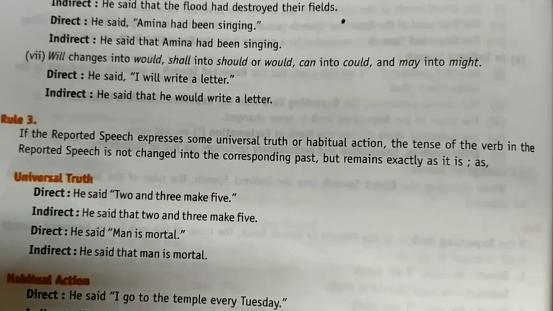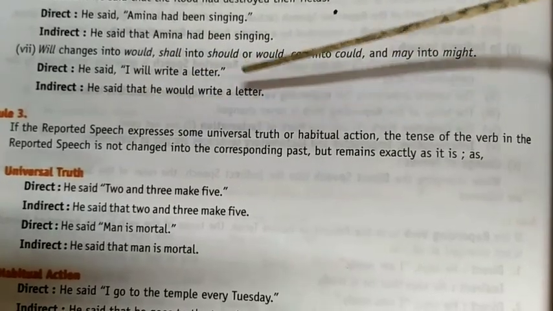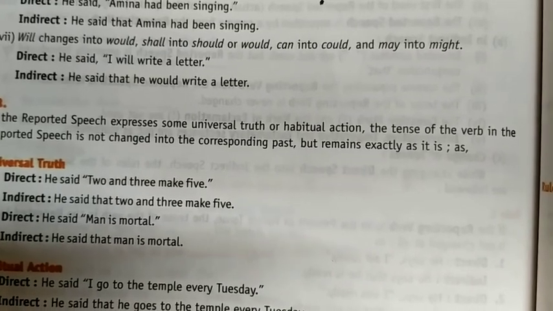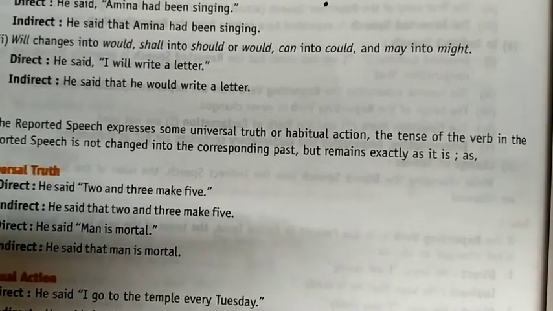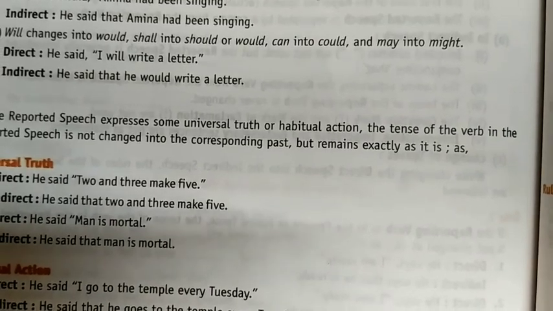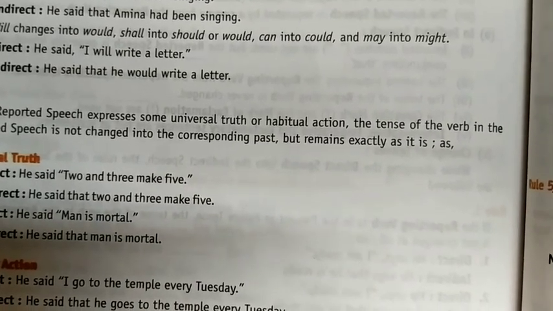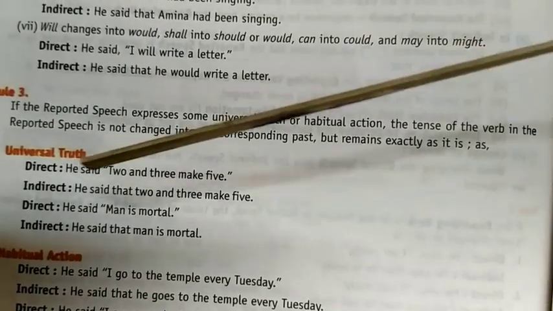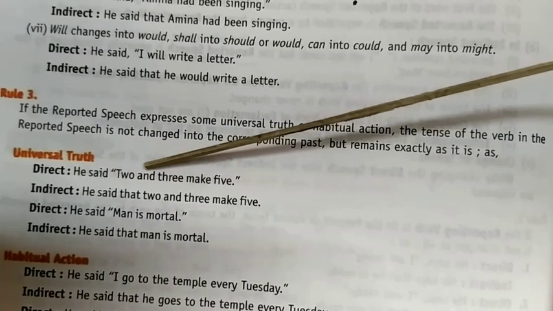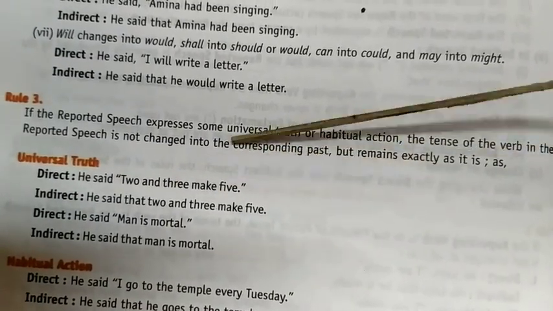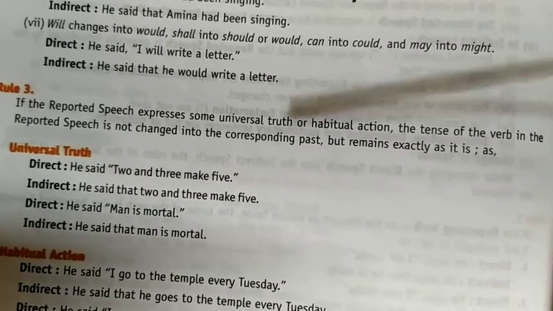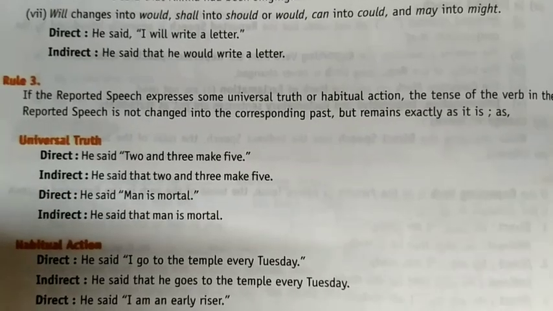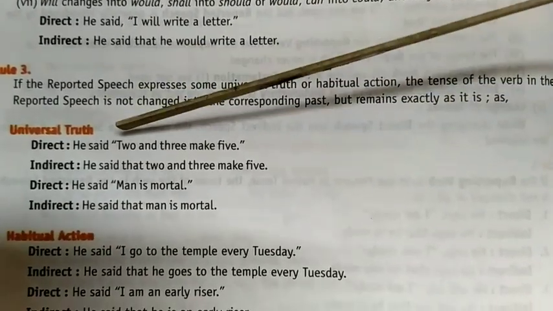Now rule 3 says if the reported speech expresses some universal truth or habitual action, the tense of the verb in the reported speech is not changed into the corresponding past but remains exactly as it is. Even if the reporting verb is in past, if the reported speech is talking about some universal truth, or habits, scientific facts and all, that will remain in the same tense. Let us see how.